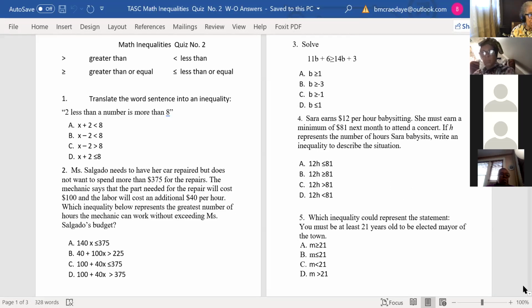This is the inequality quiz. There are 6 questions and 1 bonus question. I gave you the symbols at the top: greater than, less than, greater than or equal, less than or equal. Okay. So work on these. And you can text me the answers or email me the answers.